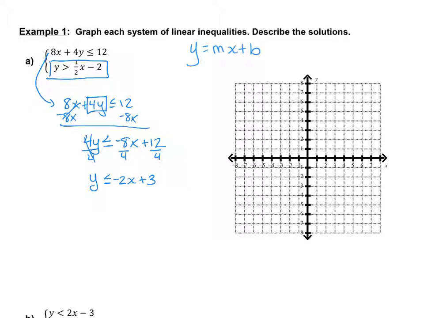Okay, let me graph my first one in red. So y equals 1/2 x minus 2. We begin at the y-intercept, negative 2. And then we rise 1 and run to the right 2. There's my first line. Since this is a greater than sign and not equal to, this is a dotted line.